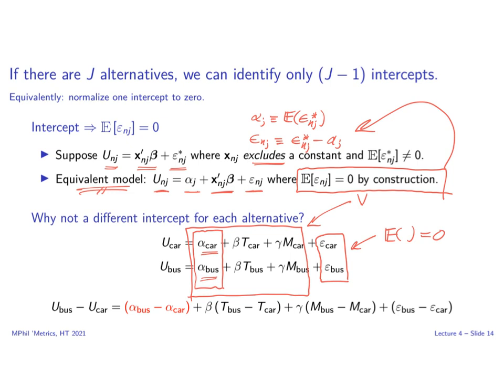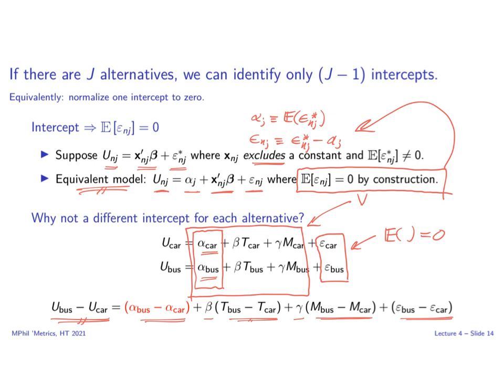Now, when deciding whether to travel by bus or by car, Alice only needs to consider the difference of utilities. So, subtracting these two equations, we find that U_bus minus U_car is equal to alpha_bus minus alpha_car plus beta multiplied by the difference t_bus minus t_car plus gamma multiplied by the difference m_bus minus m_car plus the difference epsilon_bus minus epsilon_car.